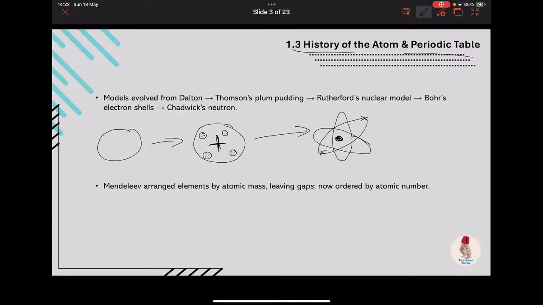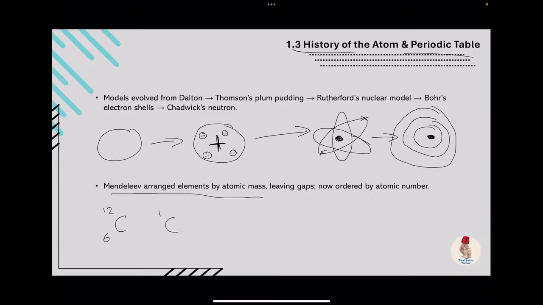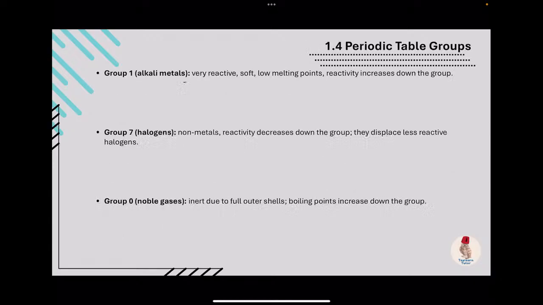Next we have Bohr's electron shells. Now that is something similar to what we have today. There are electron shells orbiting around a positive nucleus. Atomic mass is the mass number. So let's say you have carbon. Carbon-13 is an isotope.